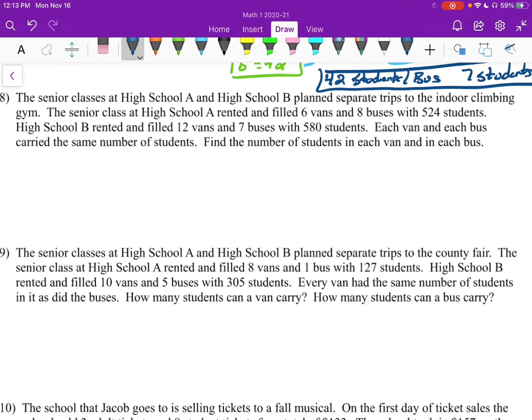The senior class at high school A and high school B planned separate trips to the indoor climbing gym. The senior class at high school A rented and filled 6 vans and 8 buses with 524 students. So this is going to be a similar problem. I'll go ahead and start it off. 6v plus 8b is 524. High school B rented and filled 12 vans and 7 buses with 580 students. Each van and each bus carried the same number of students. Find the number of students in each van and each bus.